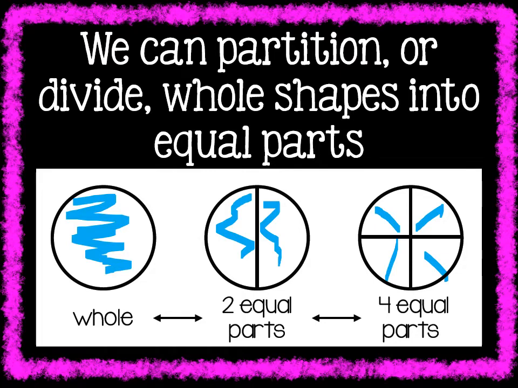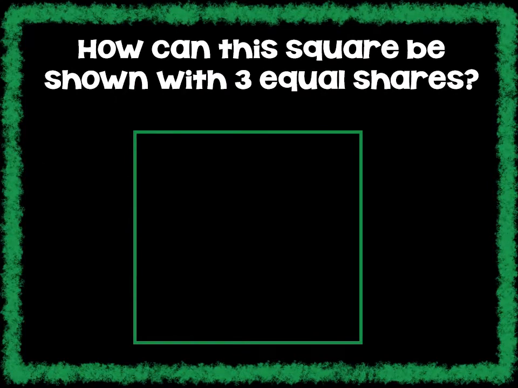So when we divide or partition circles or any shape, if it's a circle, a triangle, a rectangle, what's important is that the shares are the same size, but the shares don't have to be the same shape. So let's take a look at that. Take a look at this square. How can I divide this square into 3 equal shares?